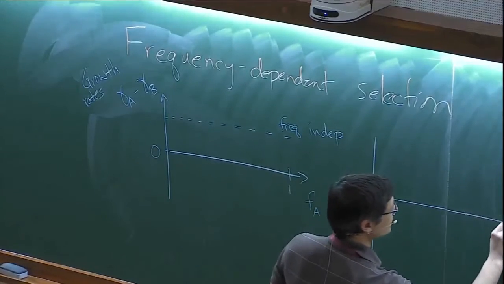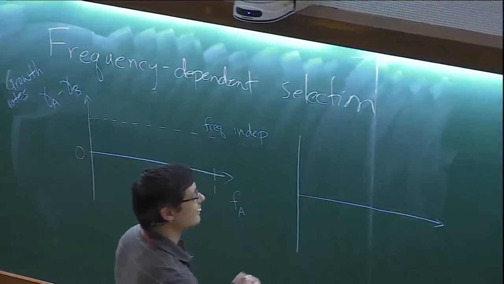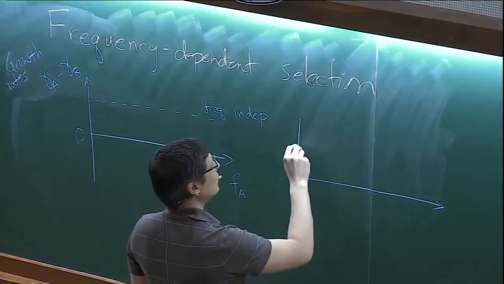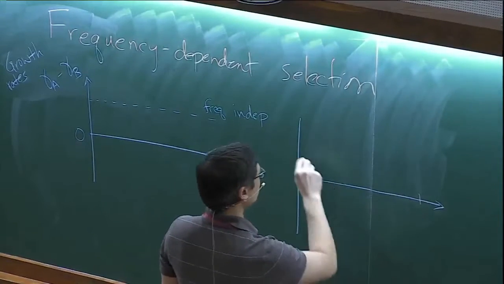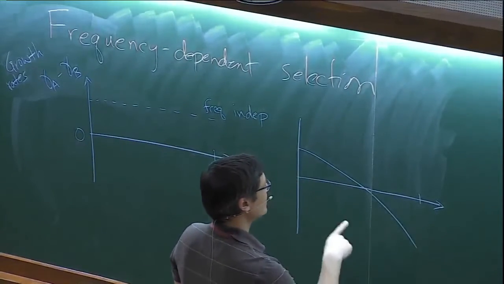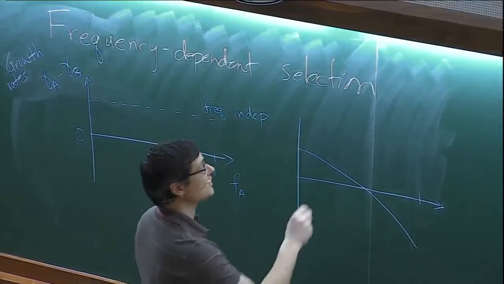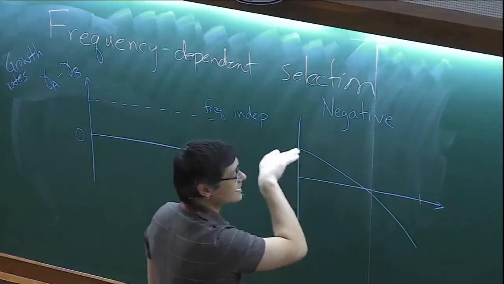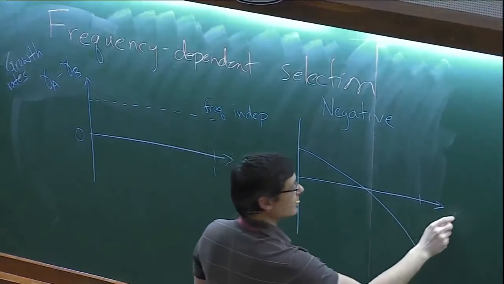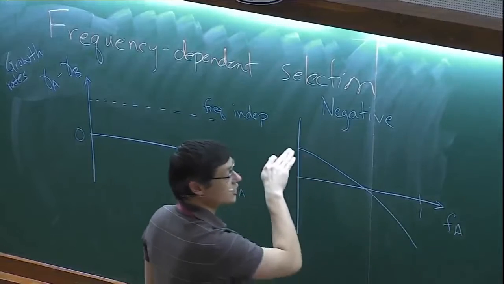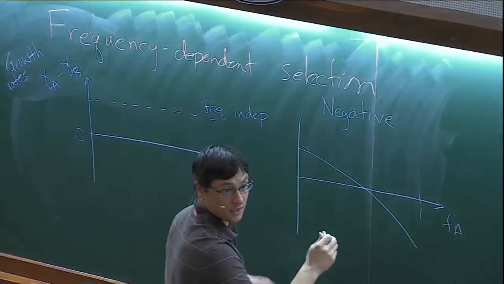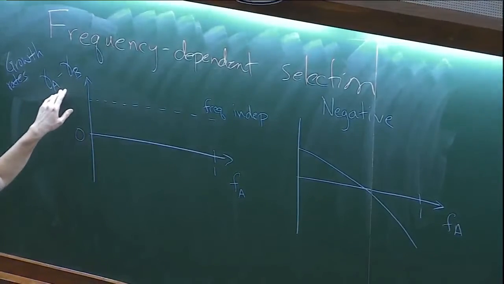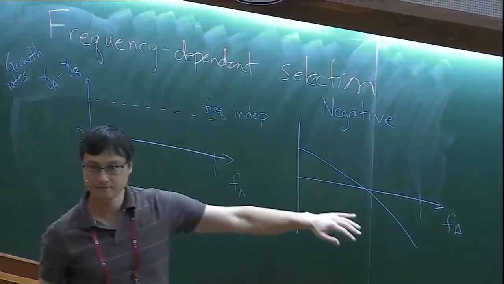And there are, I'd say, two qualitatively interesting forms of frequency-dependent selection. One of them is where it looks like this. This is what we call negative frequency-dependent selection. And it's negative because the slope is negative, meaning that as the genotype A frequency gets larger, its relative fitness, as compared to B, is decreasing.